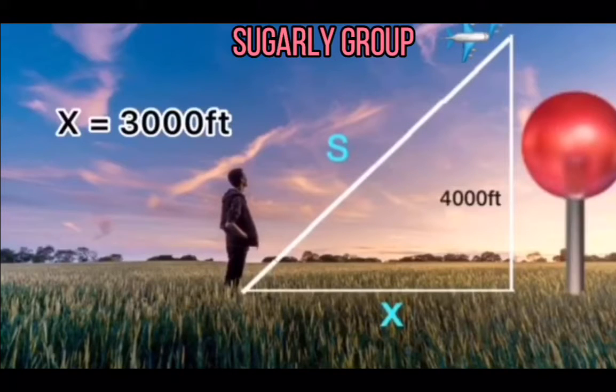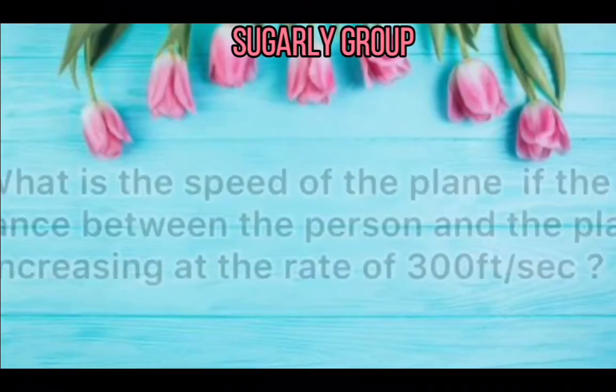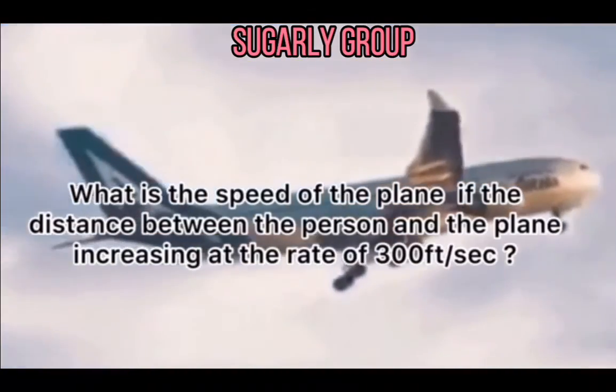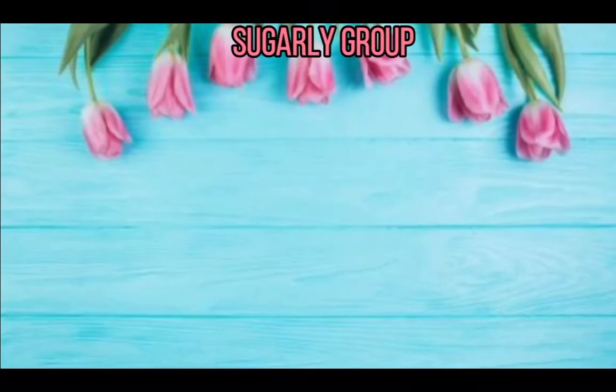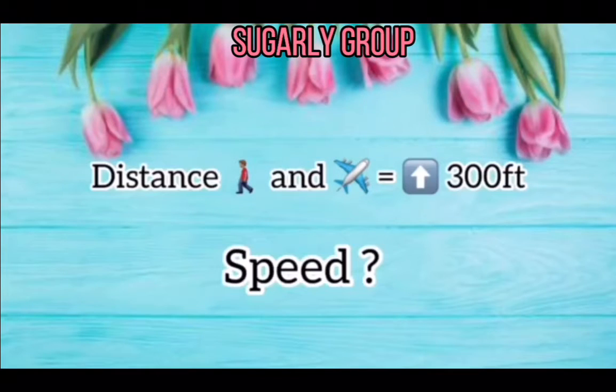We can see an airplane flying at a constant height of 4,000 feet and a man is seeing the airplane. The question is, what is the speed of the plane if the distance between the person and the plane is increasing at the rate of 300 feet per second? So, we have the distance between man and airplane increasing at 300 feet per second and we want to search for the speed.